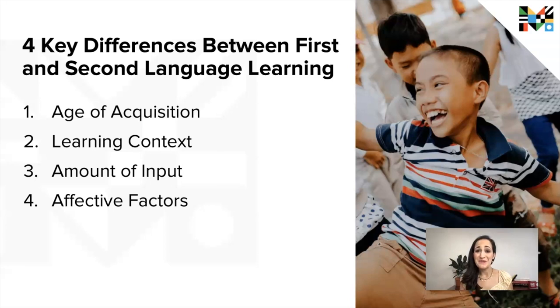After watching this video, I hope you understand why these differences in variability help explain why L1 learning is a relatively effortless and uniform process across learners, whereas L2 learning can happen in many different ways, resulting in a range of language abilities.